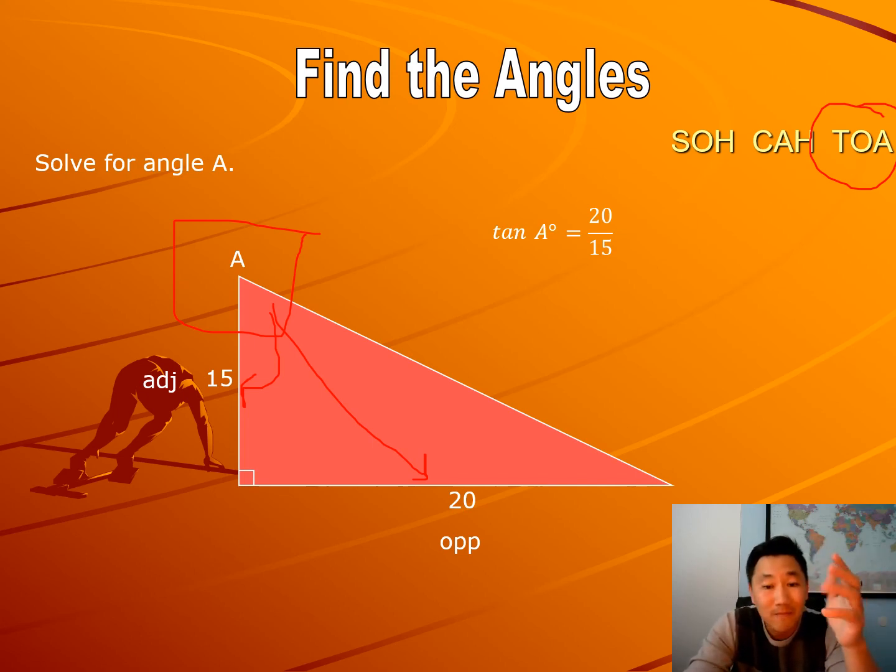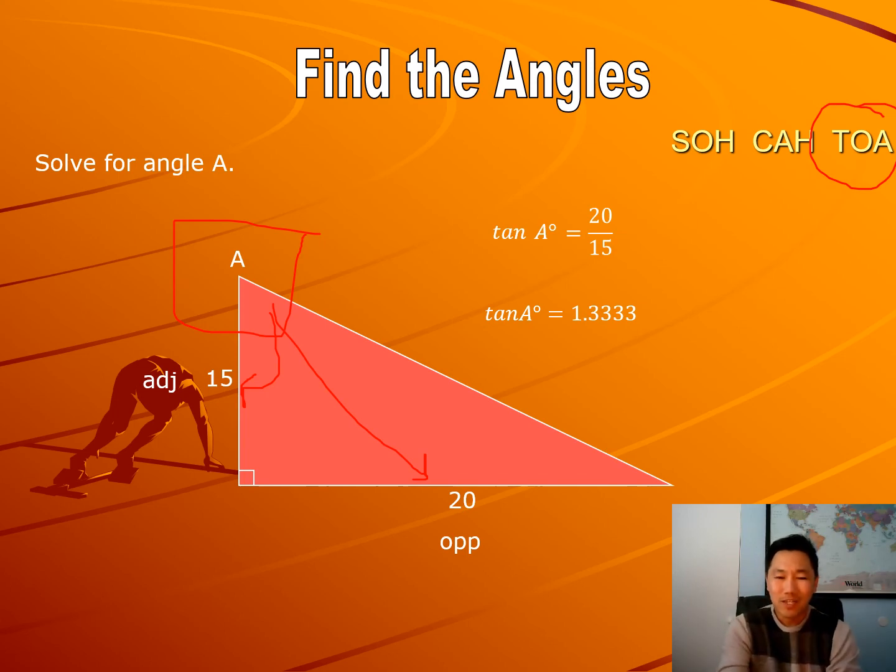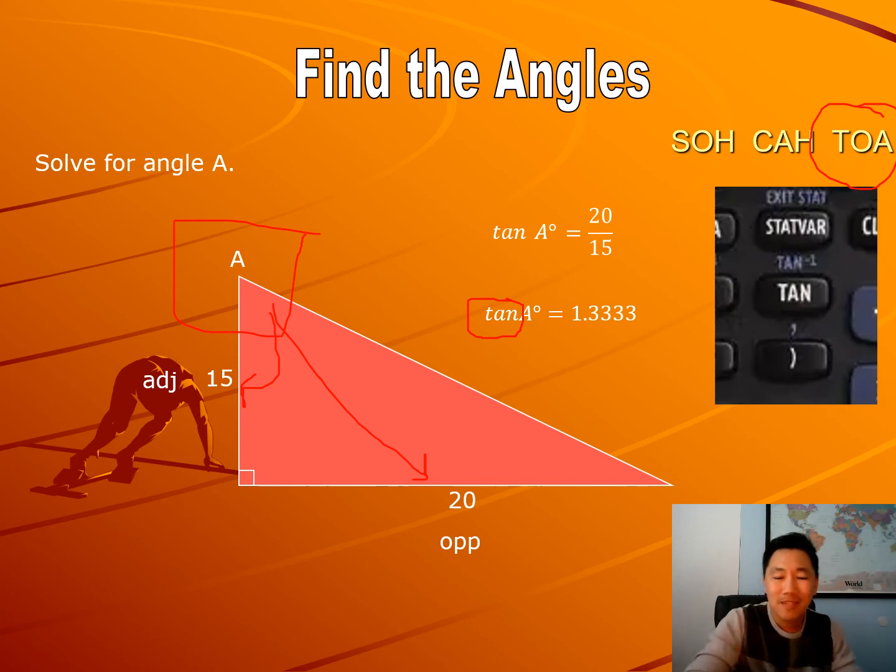On your calculator, go ahead and do 20 divided by 15. Turns out it's 1.33333. Now here comes the weird part. We're looking for A. We're trying to solve for A. How do we do that? How do we somehow get rid of this tangent? Any guesses? Look on your calculator. There's the tangent button, but we're not going to use the tangent button.